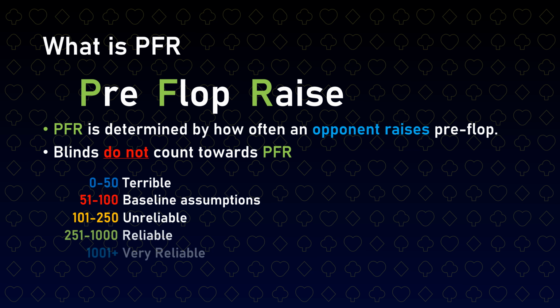What we can do is use the same categories for the sample sizes that we used before with a VPIP. This means that the larger the sample size, the more accurate the statistic.